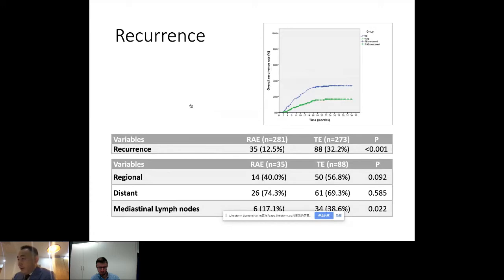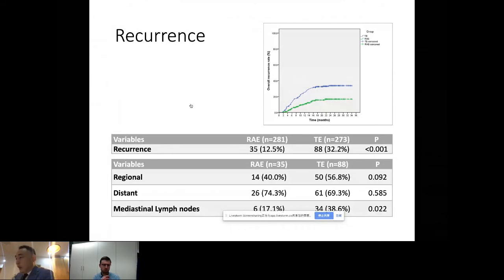This is a recurrence analysis. Because we do not have long-term follow-up, we cannot do the overall survival analysis, only analysis for the recurrence. We can see the robot group had less recurrence, especially in the mediastinum. So we believe that the low recurrence rate of the robot stems from a more thorough lymph node dissection, because usually the local recurrence rate after operation accounts for 50% of all recurrence. But in our robot group, our local regional recurrence is much lower than the distant metastasis. So therefore, robot has an advantage in the local control of tumor.